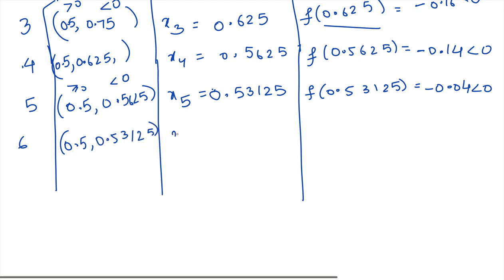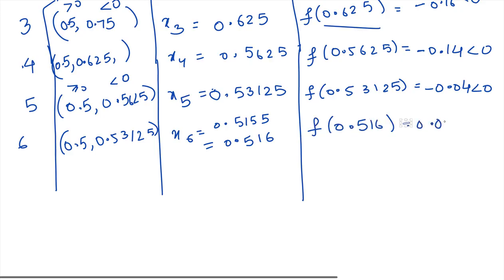Okay, and now what is x6? When we add 0.5 plus 0.53125 divided by 2, we are going to get 0.5155. So let's round it to 3 decimals from now. So it's nothing but 0.516, right? Now f of 0.516 is 0.0053, which is greater than 0 now.